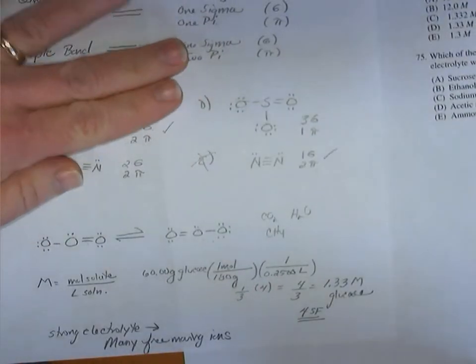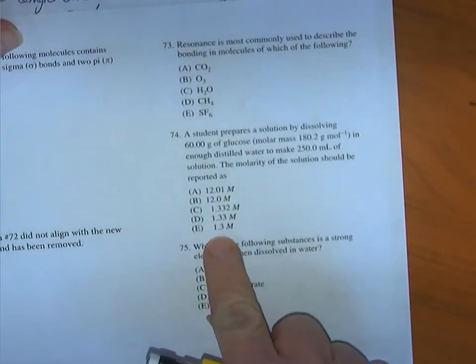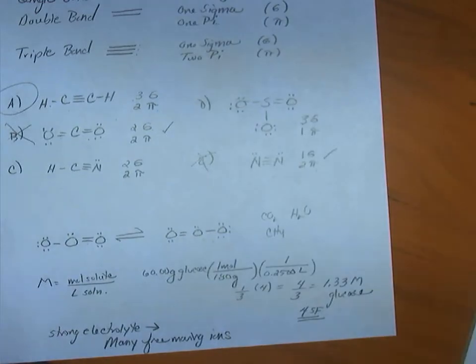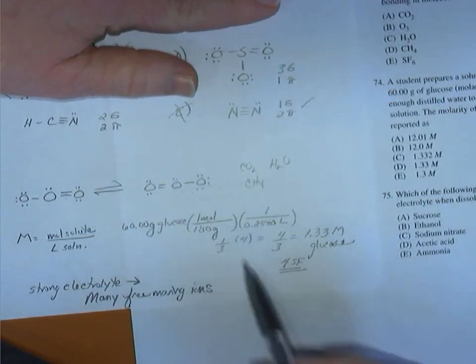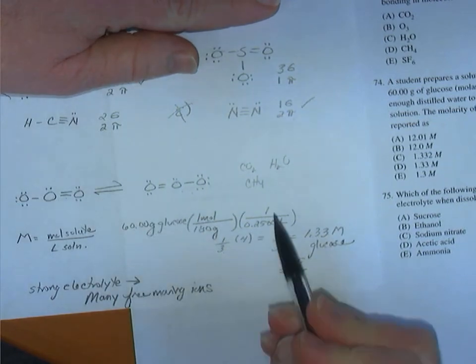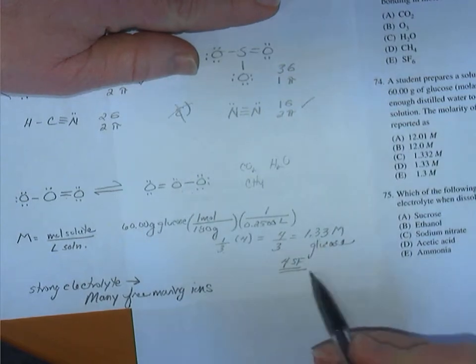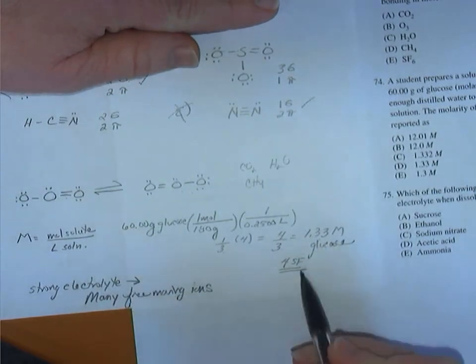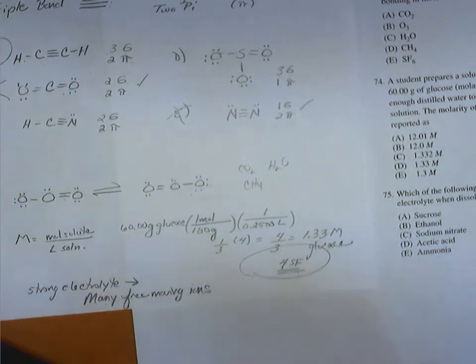74 is just a calculation of molarity. To show you the question real quick, I set it up, and again, the math, I saw that this would reduce to 1/3, and then 1 divided by 0.25 is 4, so 4/3, it'd be 1.33. But we need 4 sig figs, and so that's what makes C correct over D.